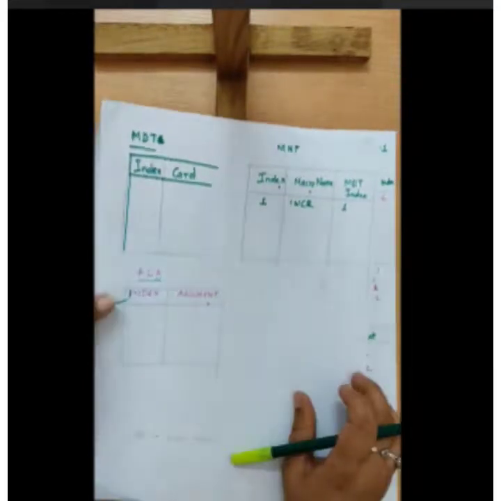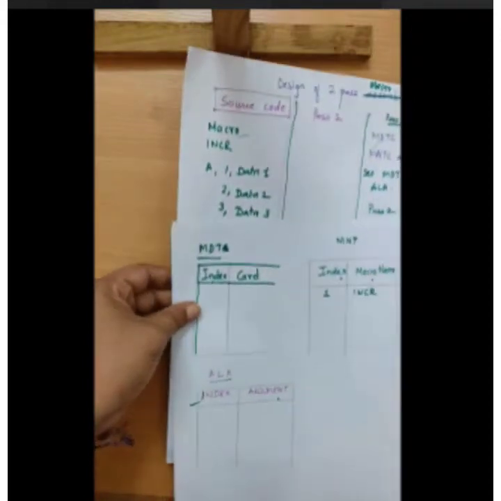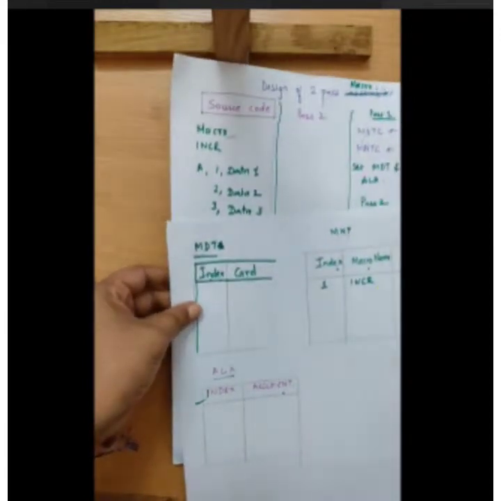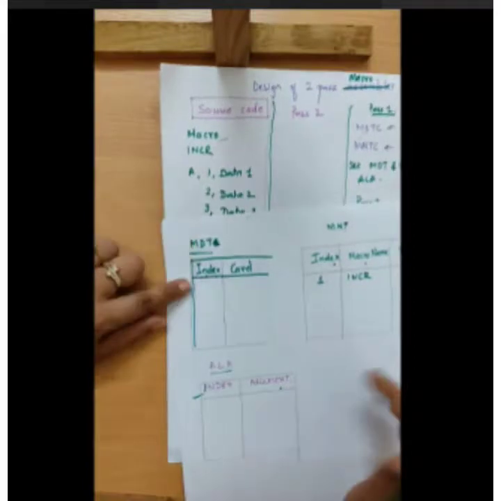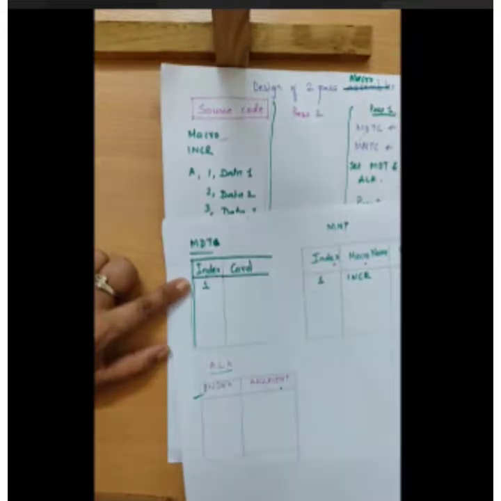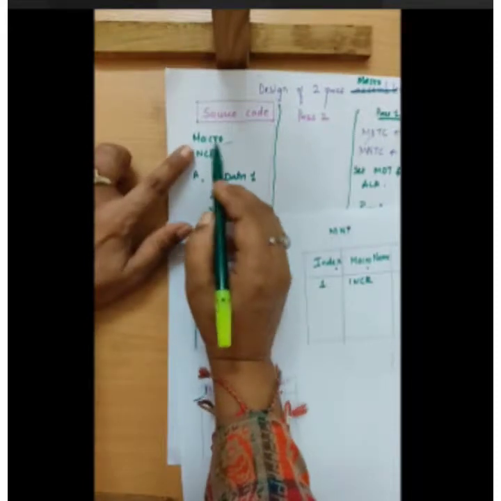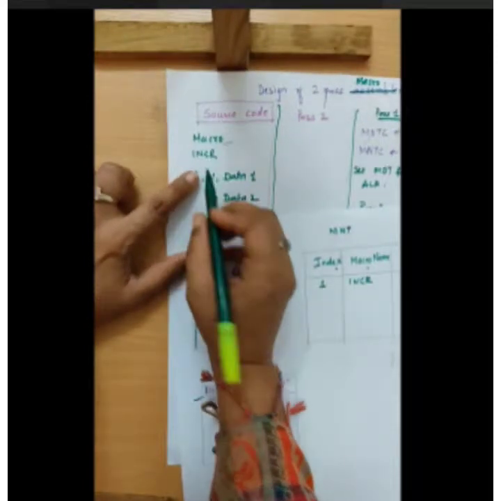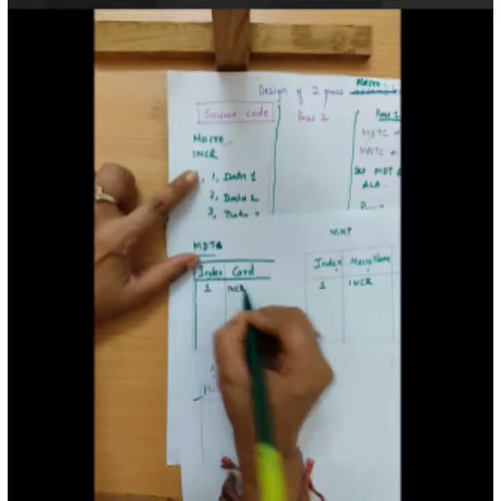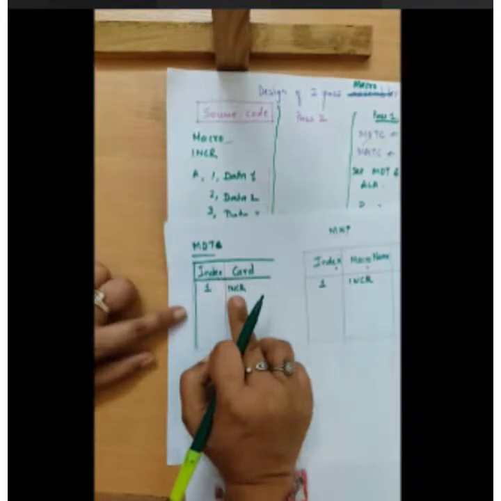Now from our program here, this is our source code. From that we shall start filling up the tables. So to start with the MDT table, we start with index 1, MNDC is set to 1. So we read the first line, this we don't have to enter, we enter from INCR, right? Now for INCR we have entered no argument, so we will only write INCR.